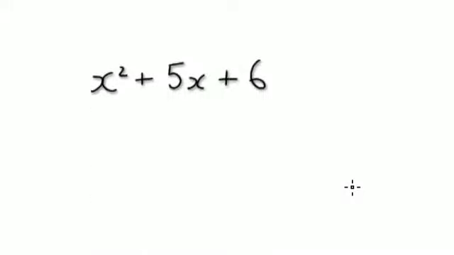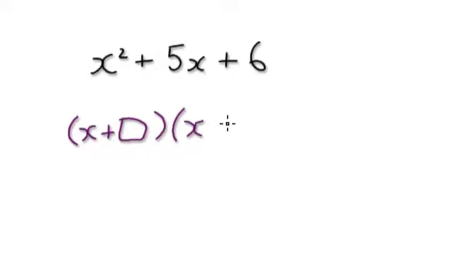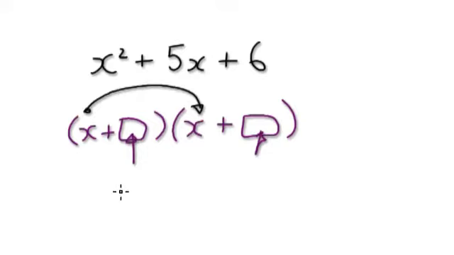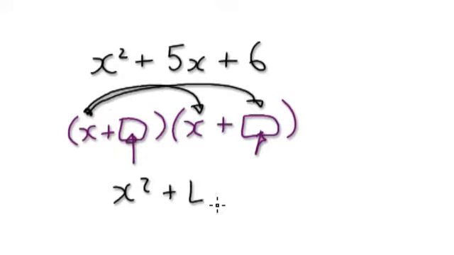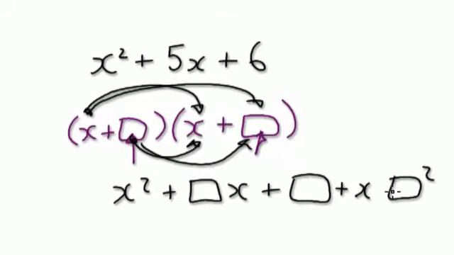Now it's your turn to have a go at factorization. Given this, how would you factorize it? Remember, you want to get it in the form of x plus whatever in here, and then x plus whatever in here. So you have to figure out these two numbers so that when you multiply this out, this times this gives you x squared, this times this gives you whatever x, this times this gives you plus whatever x, and then this times this gives you whatever squared.